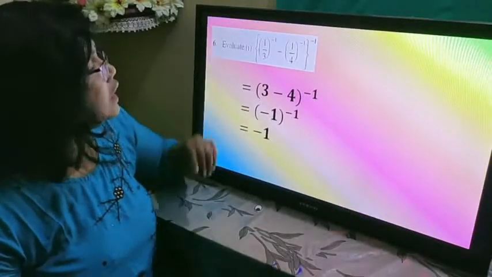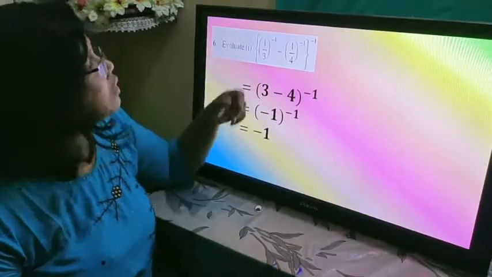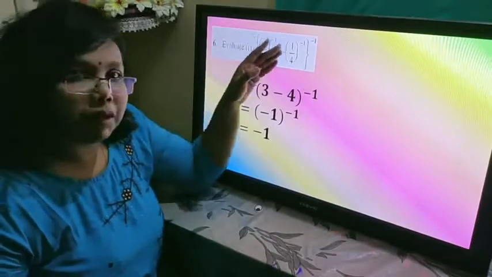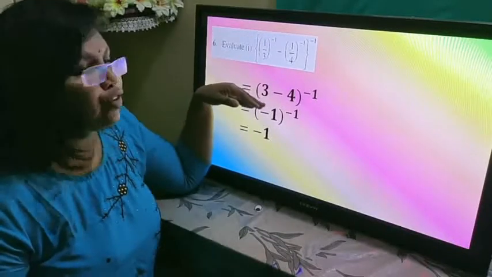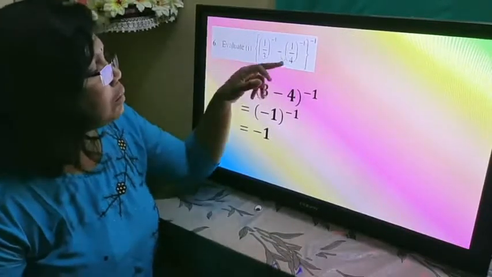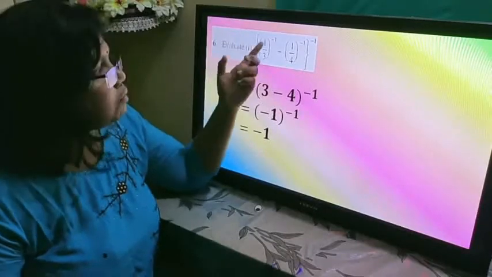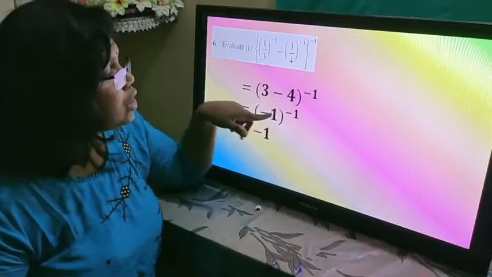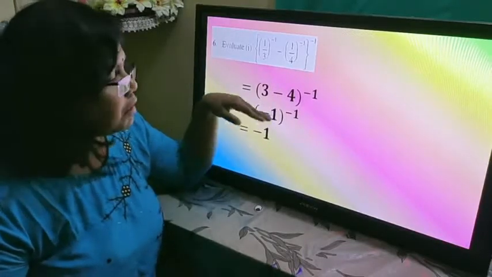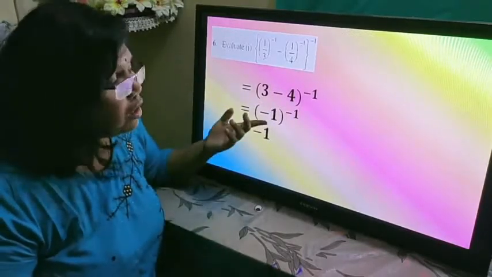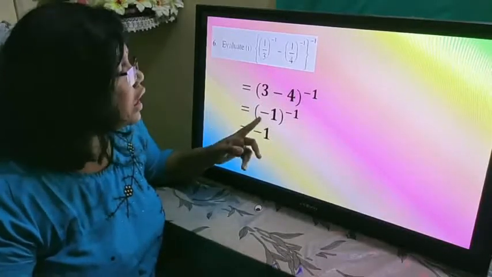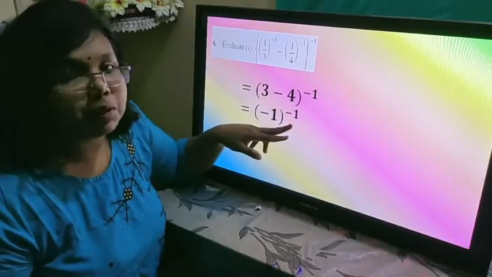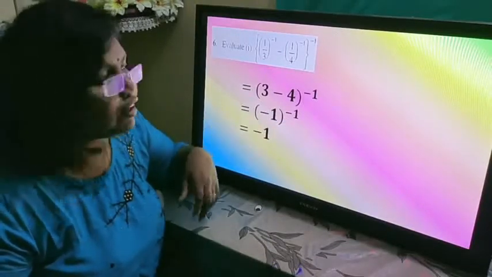Now next is again an evaluation, where I have to write the answer. So 1 upon 3 raised to minus 1, minus 1 upon 4 raised to minus 1. Here the powers are negative, so what we do is find the reciprocal. 1 upon 3, that is 3. 1 upon 4, that is 4. Here powers are 1, so I don't have to do anything. 3 minus 4, that is minus 1. Minus 1 raised to minus 1. That means you have to get the reciprocal. The reciprocal of 1 is 1 only, and the negative sign is retained because we have an odd number as an exponent here. So minus 1. That's our final answer.